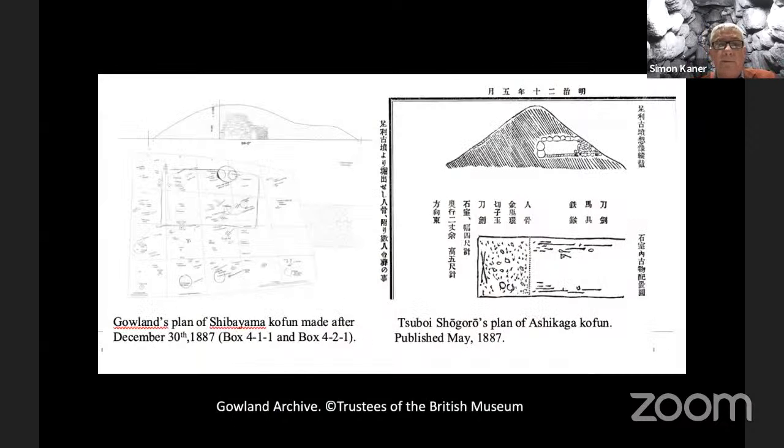Here are his excavation plans and sections at Shibayama, and he's using as a model a man called Tsuboi Shogoro, who was doing similar kinds of excavations. And here is one from the Ashikaga Kofun, and I'll talk more about Tsuboi in just a few minutes.